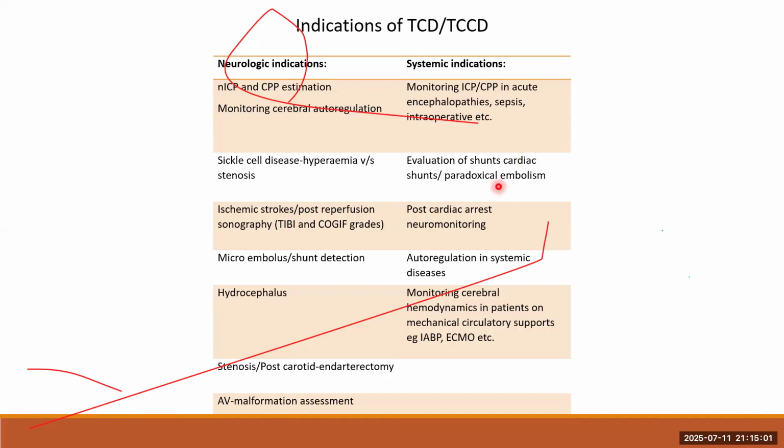Again, systemic indications. There are various things: any encephalopathies, evaluation of the cardiac shunts, post-cardiac arrest monitoring. There is a classical triphasic response which is described in the post-cardiac arrest setting. There is an ongoing trial where they have tried to achieve peak velocities of 60 to 70.